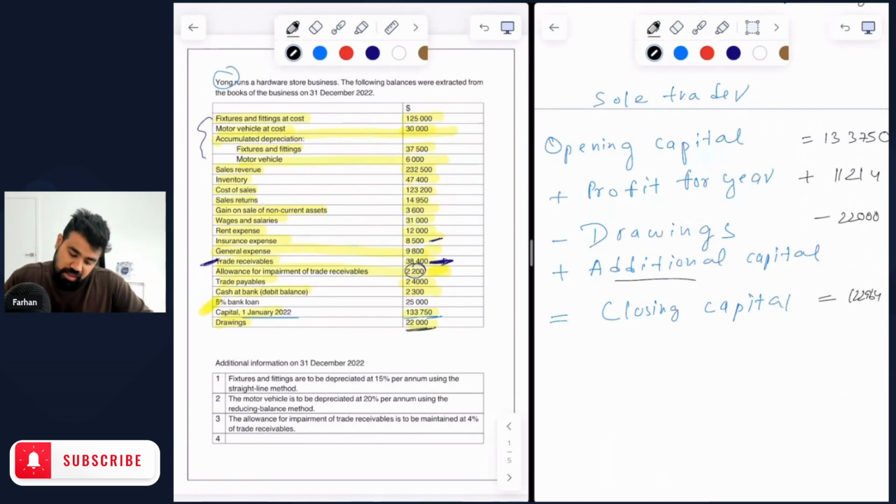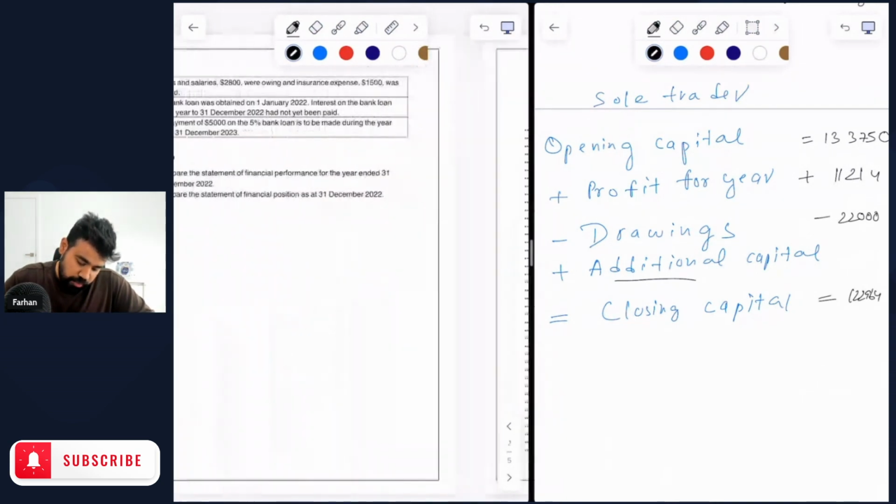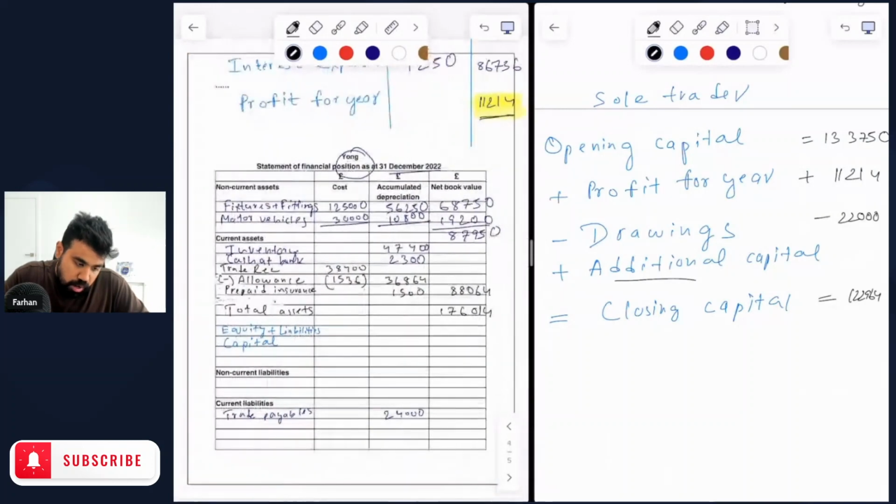Okay, so this closing capital is what we show here, 122,964. And why are we showing this in the third column? Because this is the final total that we will eventually be adding for comparison purposes, making sure that the balance sheet matches. Okay, next we have non-current liabilities.